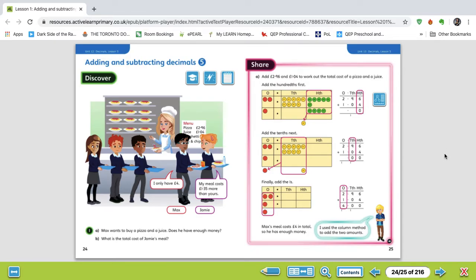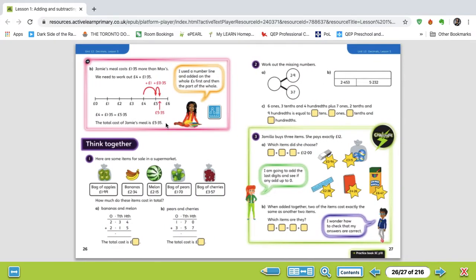Okay. Then looking at B, because we know that Max has spent £4 on his meal, then we need to do an addition problem to figure out how much more money Jamie has. Now, most of you could probably do this mentally, right? But of course, you can also use a number line or any other resource that you think is useful. Okay, so we're adding £1.35 to Max's 4, which means that we get a total of £5.35 for the cost of Jamie's meal. Okay, that one's not too challenging.